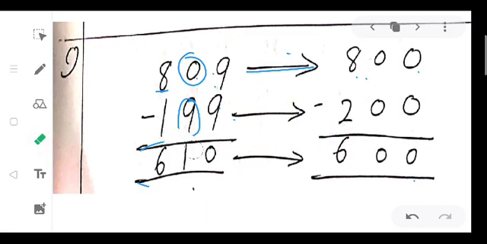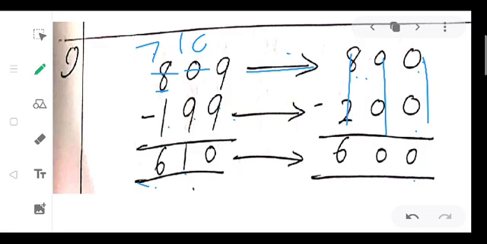Now its difference. The real difference: 9 minus 9 is 0. Here 0 is small, we will borrow from here. 10 minus 9 is 1, 7 minus 1 is 6, 0 minus 0 is 0. Here also 0, 8 minus 2 is 6. The estimated value is 600. The real difference is 610. You can check from here also.